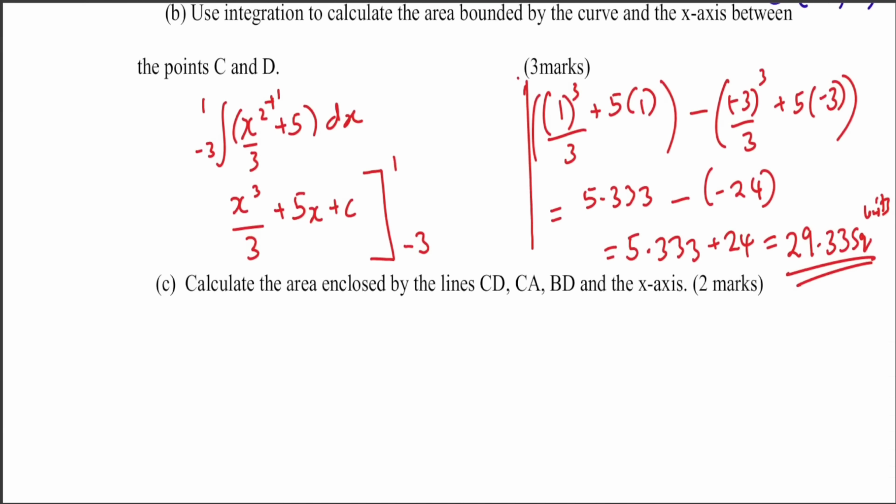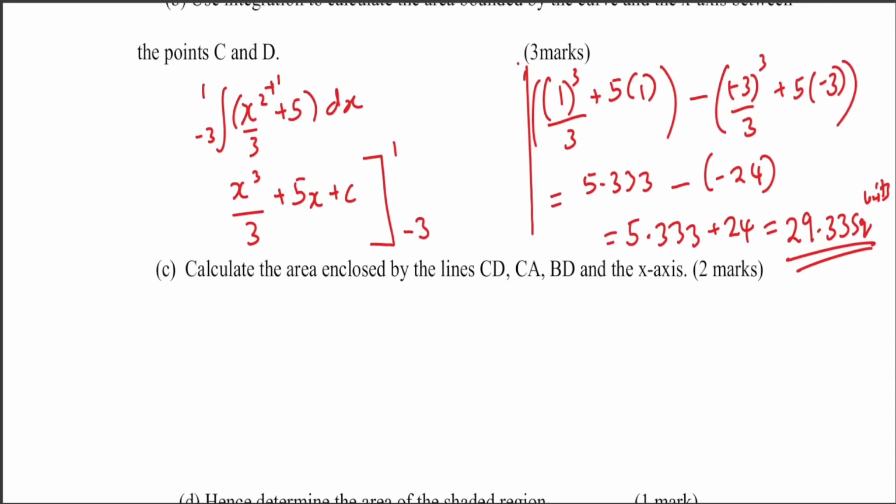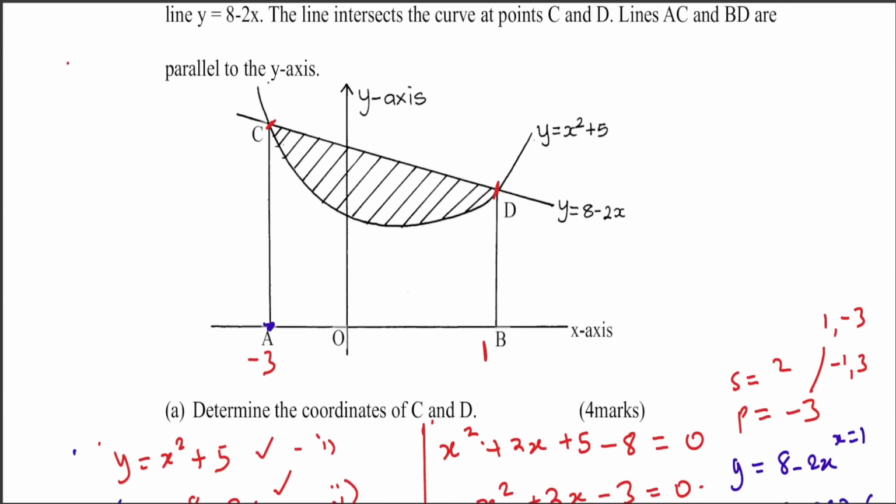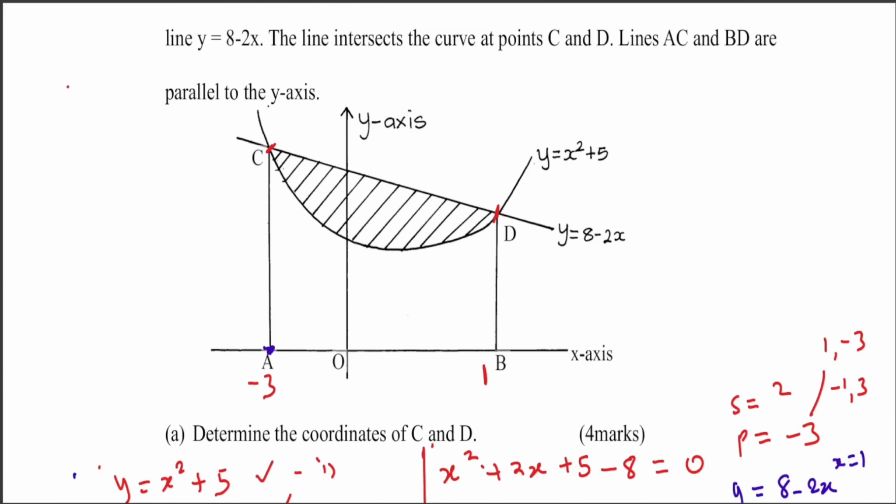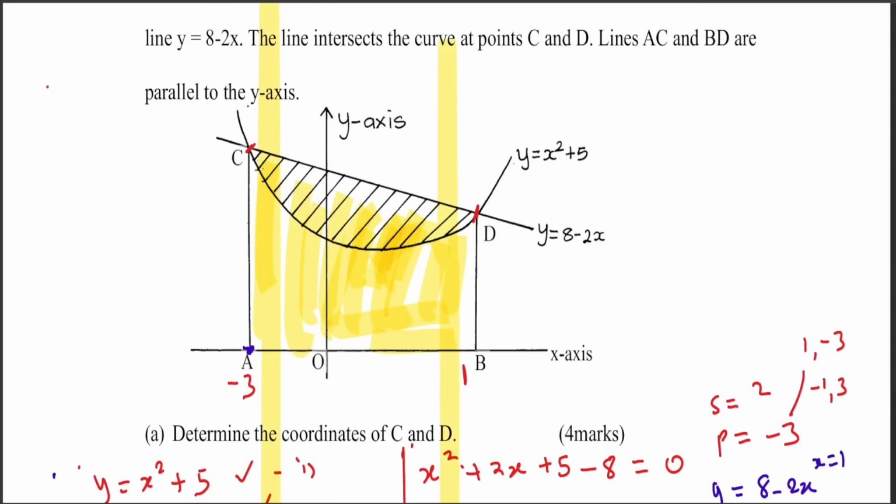So question C: calculate the area enclosed by the lines CD, CA, BD and the x-axis. What basically they're asking you to search for is this whole thing, which is here, right? And it looks like a trapezium for our case. The area of a trapezium is given by a half times the sum of the two parallel lines, A plus B, times the height. So your A is this, your B is this, and your height is basically from here to B, the whole of it.